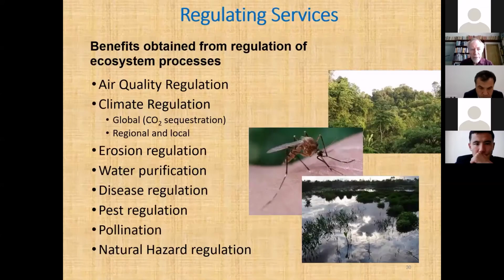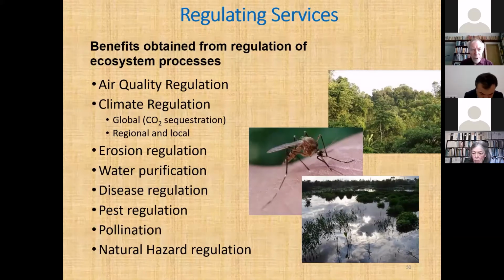Some of these systems are of extreme value when it comes to economic value. And I should mention climate regulation, carbon dioxide sequestration. For example, carbon dioxide is bound in forests. I mean, nature is a sink for carbon dioxide.